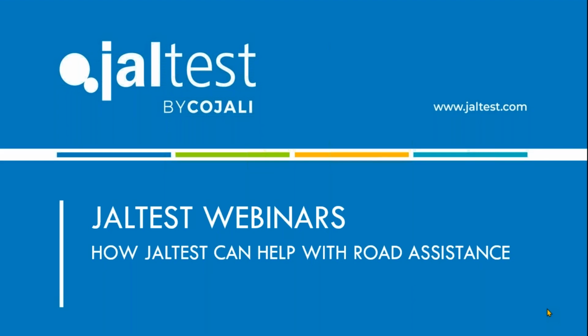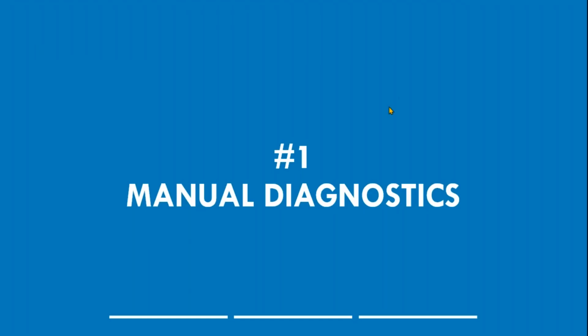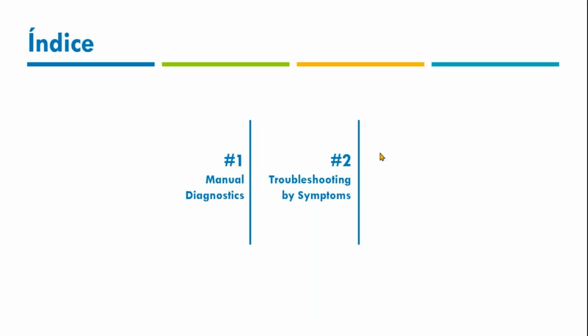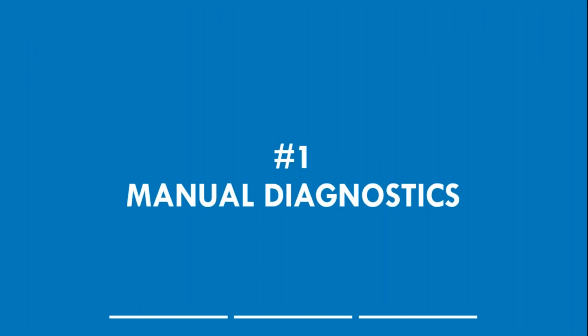So let's move now to see our agenda that we have prepared for today. These are going to be the two functionalities that we will be covering. First of all, the manual diagnostics, and then the troubleshooting by symptoms. Both of them are, of course, included in the JALTEST software. And actually, the troubleshooting by symptoms will be within the Info Online module. We will talk a little bit about it later on.